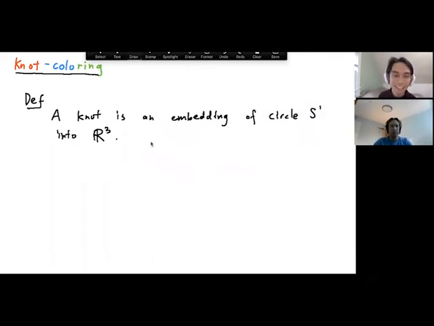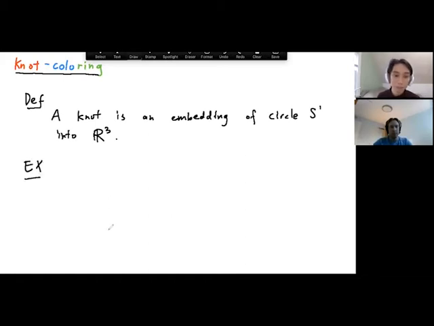Right. Hi. Today we're going to talk about knot coloring and how that's going to help us distinguish between two different knots. And so let me give you a quick definition. A knot is an embedding of a circle S1 into R3, 3D space. And so maybe I'll just draw some examples.